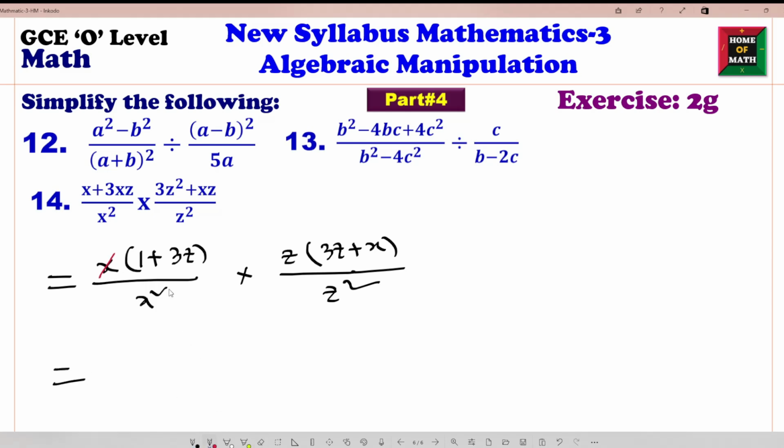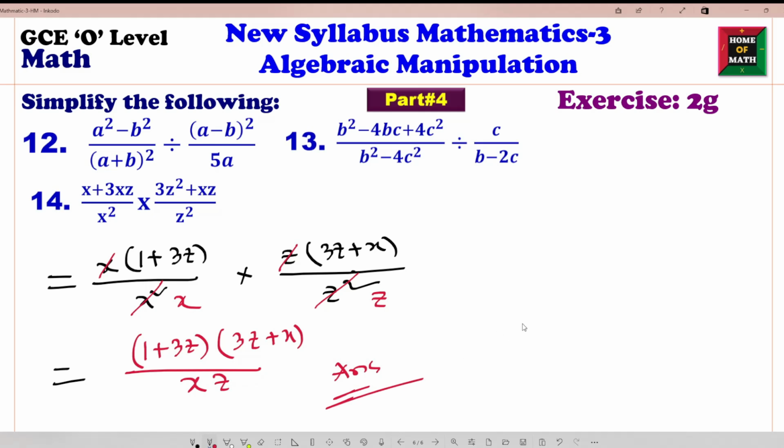So now here is x and here is x square, we can write x, and here is z and here is z square, so we can write here z. Once we cut x and z, here is (1 plus 3z) times (3z plus x) divide xz. This is our answer. Okay, so number 14 we complete.